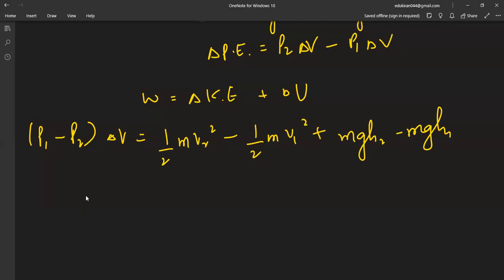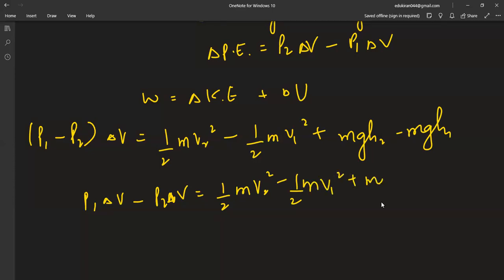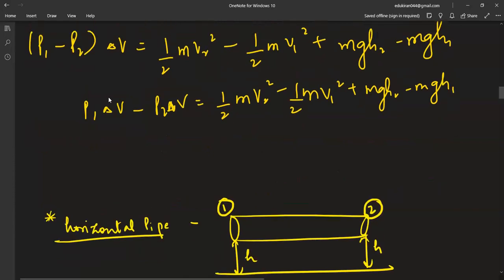So let's separate this and multiply it out. P1 delta V minus P2 delta V is equal to half m v2 square minus half m v1 square plus m g h2 minus m g h1. Fine, this is how we can write this. Now look, class, what is P1 delta V? This is the first pressure energy, right?